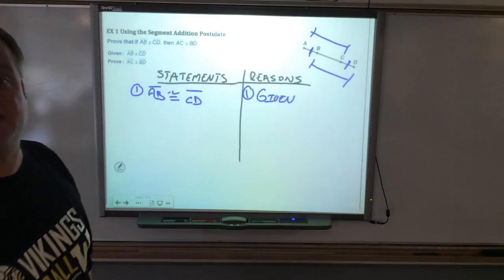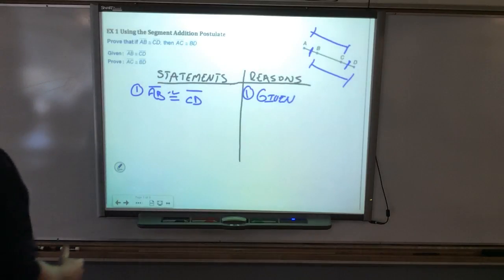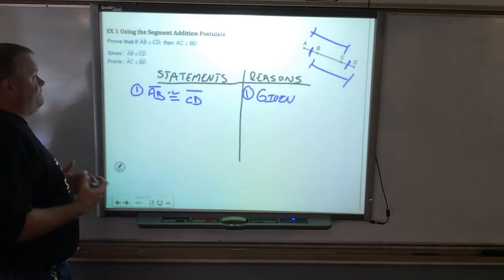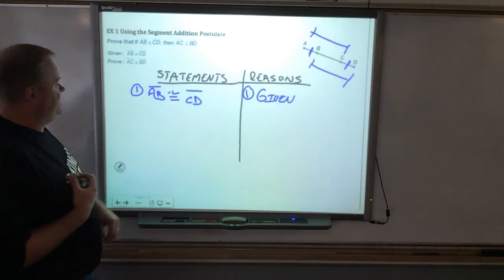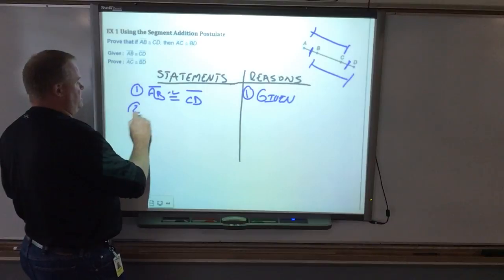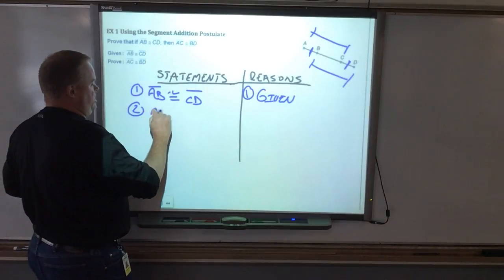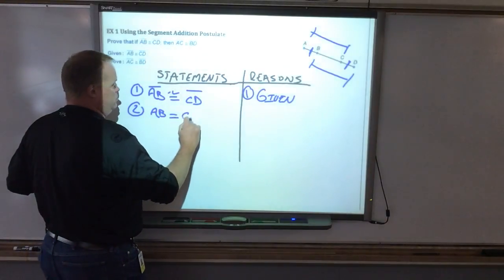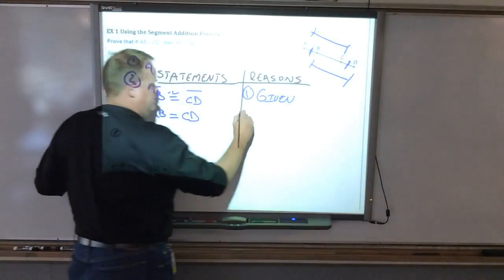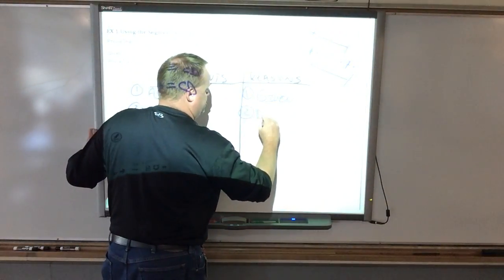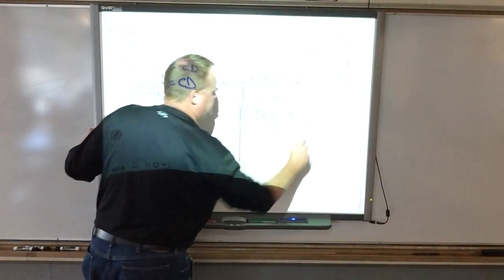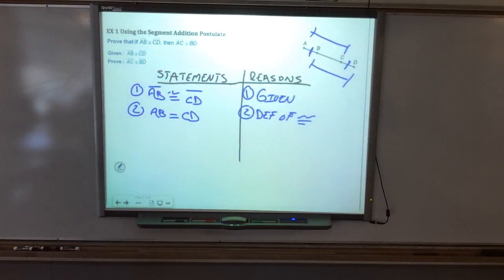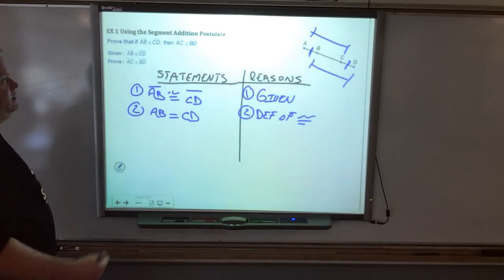Well, I think I'm going to use segment addition. All right, so first thing I want to do is I'm going to move out of congruence and into equals. So I'm going to take this and I'm going to say that AB is equal to CD, and that is by definition of congruence.